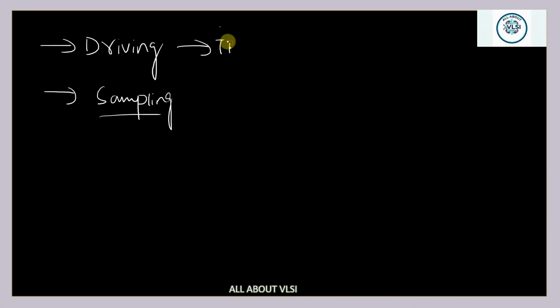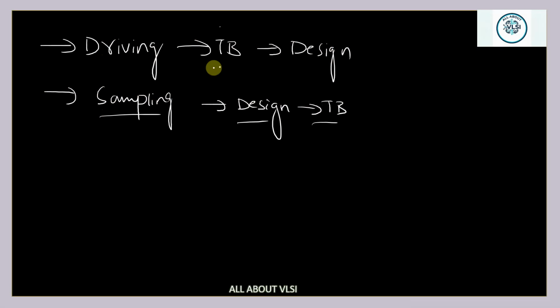So here we are doing two operations. One is driving the values, and another is sampling the values. Driving means your test bench is providing the values to your design, and sampling means your test bench is collecting the values which your design is sending. This is my sampling, and this is my driving.